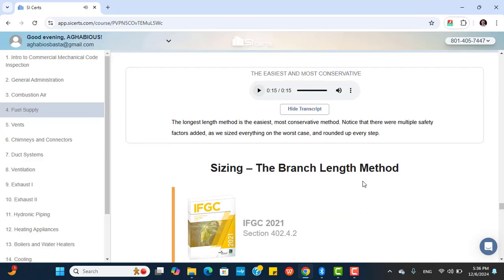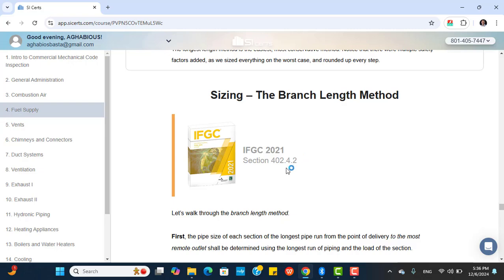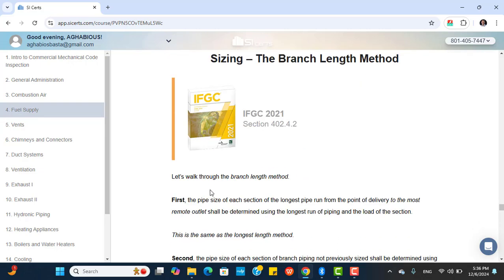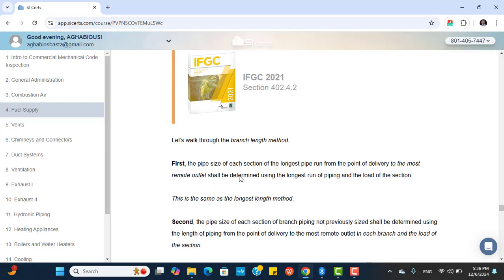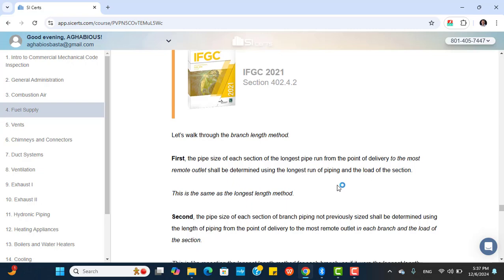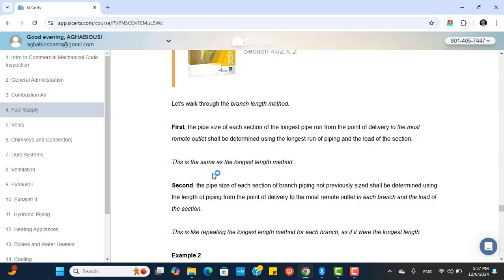Sizing, the branch length method, International Fuel Gas Code 2021, Section 402.4.2. Let's walk through the branch length method. First, the pipe size of each section of the longest pipe run from the point of delivery to the most remote outlet shall be determined using the longest run of piping and the load of the section. This is the same as the longest length method.